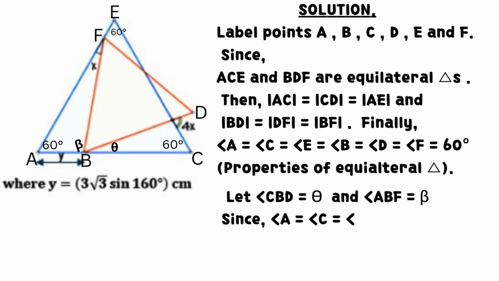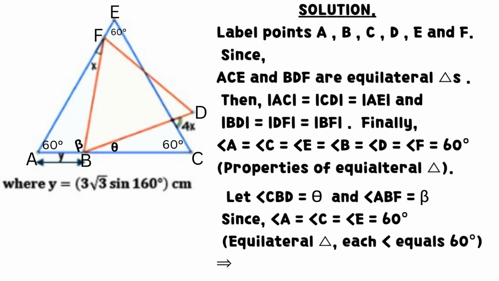Let angle CBD equal theta and angle ABF equal beta. Since angle A equals angle C, which equals angle E, the result equals 60 degrees. This is because in an equilateral triangle, each of its enclosed angles equals 60 degrees.